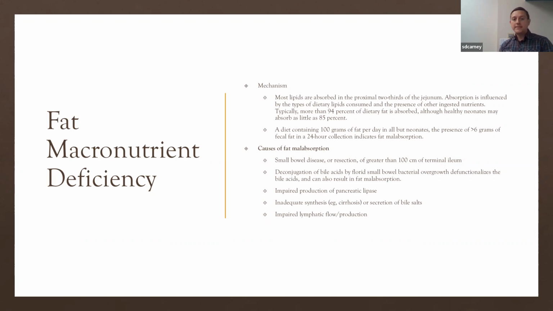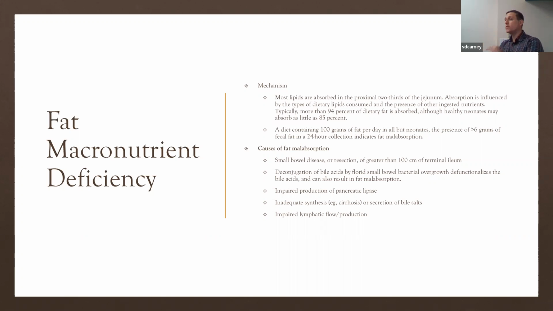When we talk about fats, just remember, the proximal two-thirds of the jejunum is where fat is absorbed, but it's really affected by the type of lipids you're taking in as well as other ingested nutrients. So we do a better job than babies do in absorbing fat. That's one of them, to have a very protein-heavy diet. And really, the number to know when we think about fat malabsorption is 6.